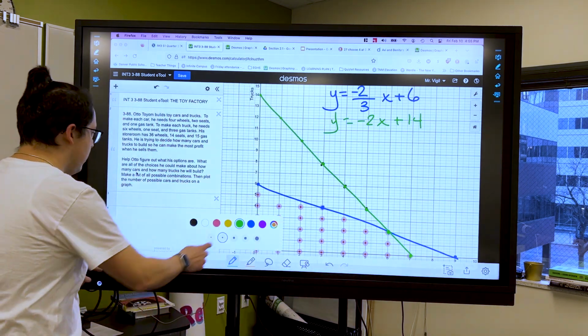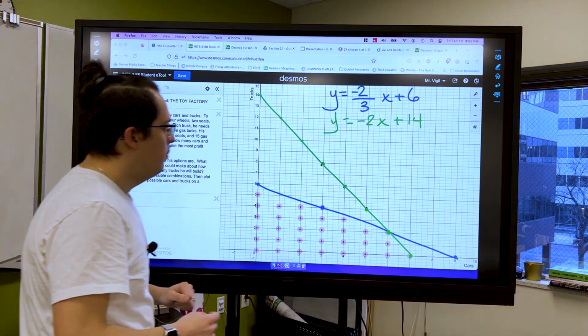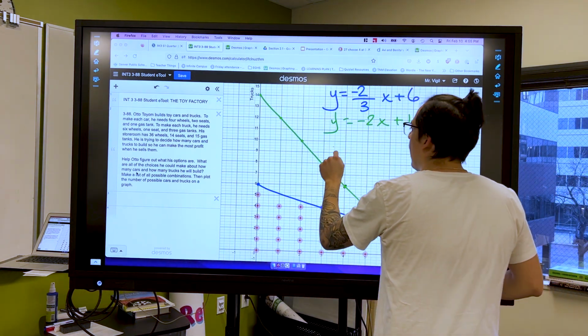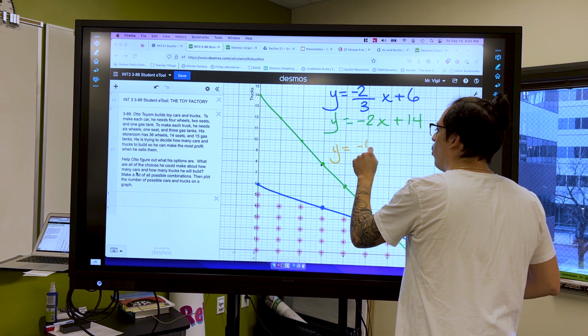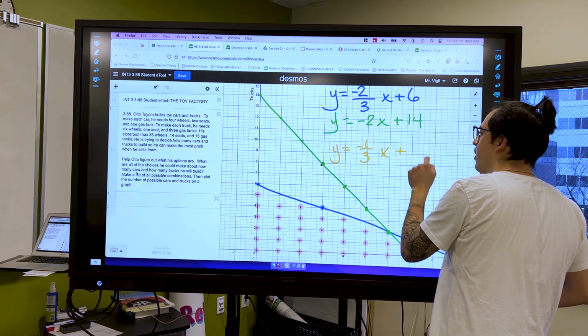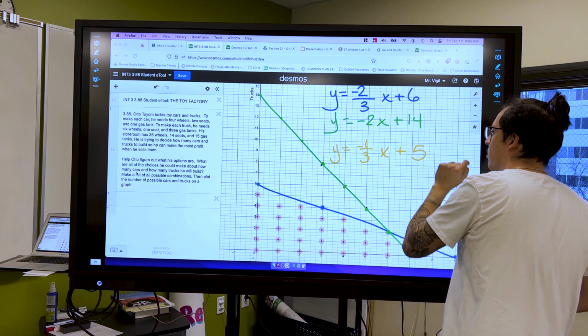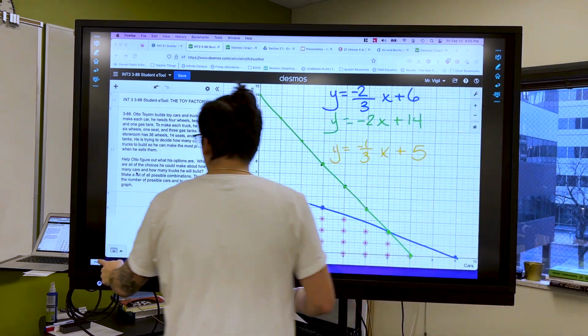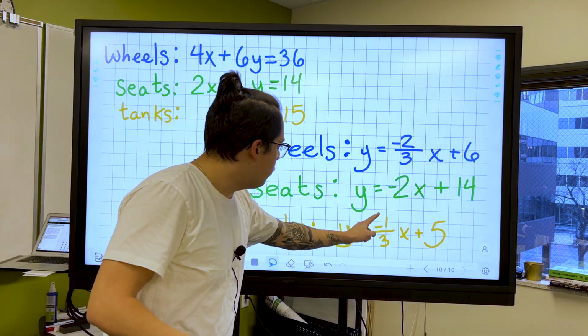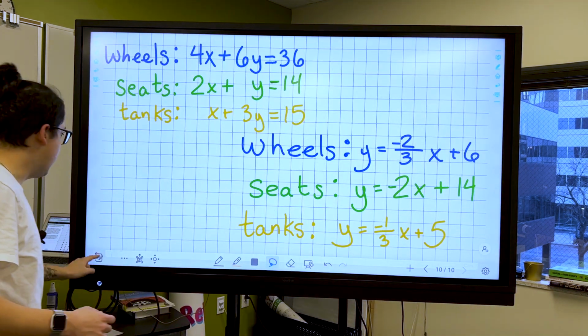Our last equation models how we consume our gas tanks, and that's y equals negative 1/3 x plus 5. Let me double check my work. I don't want to make a mistake. Y equals negative 1/3 x plus 5. Excellent.